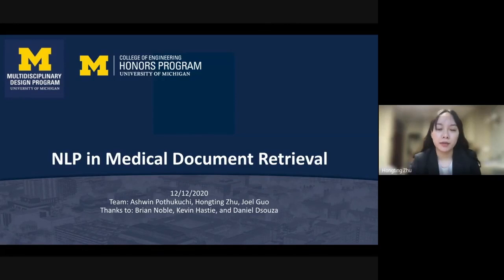I did an MDP with a sponsor company outside of school on NLP in medical document retrieval. I am particularly interested in machine learning, from when I was at the MDP showcase. So when I came across this project, I just thought it was really interesting to see how AI could be applied in a medical search engine. And so I applied and fortunately got accepted.